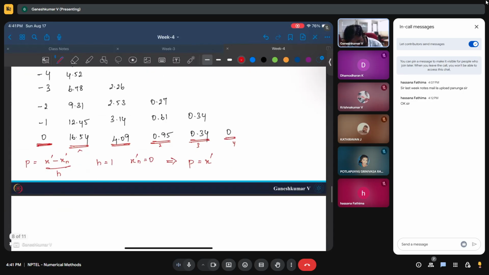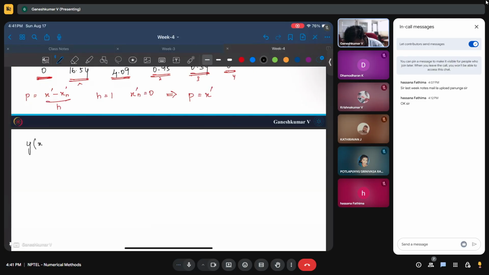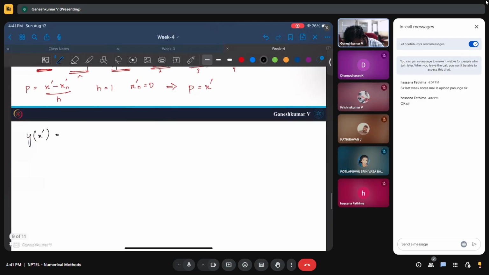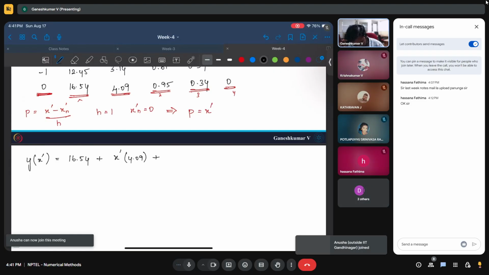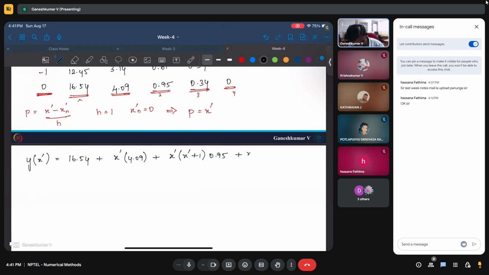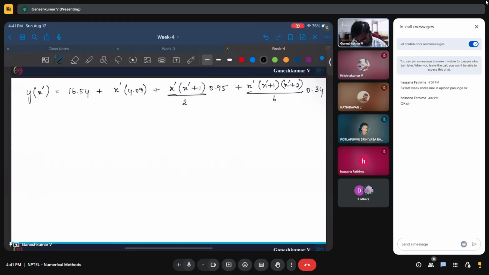Okay. So now you can express the equation y in terms of x bar as y naught, which is 16.54, plus p, which is simply x bar, times 4.09, plus, how do you write this one? x bar into x bar plus 1 into 0.95, plus x bar into x bar plus 1, okay, into x bar plus 2 divided by 6 into 0.34. So now this becomes much simpler, right? That's why we can write it like this.